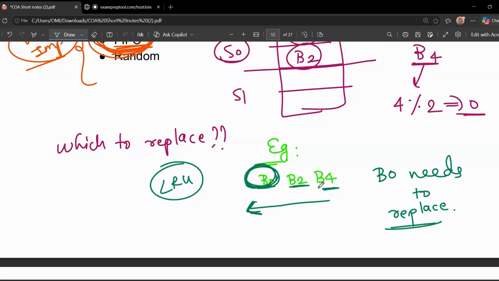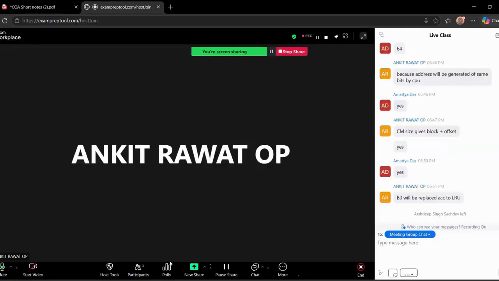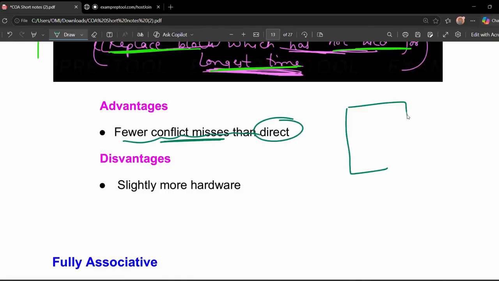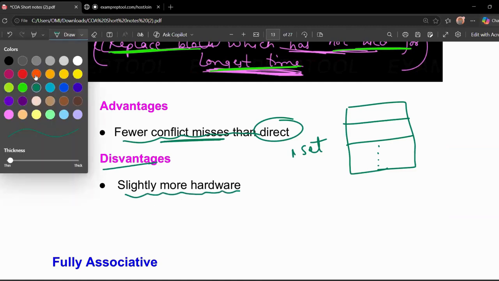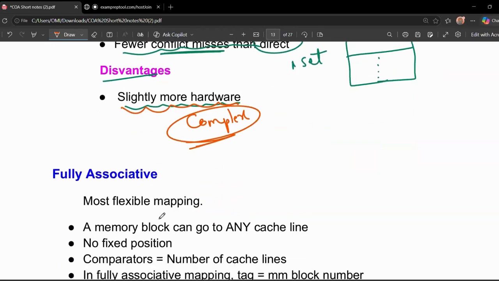Now, what is the advantage? Fewer conflicts, because we have seen that conflicts are handled here, since in one set there are many locations where a block can go. But what is the disadvantage? Slightly more hardware. You have to do many tag comparisons and so on, so it is complex hardware.